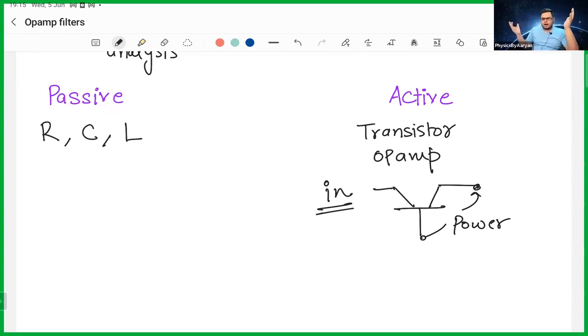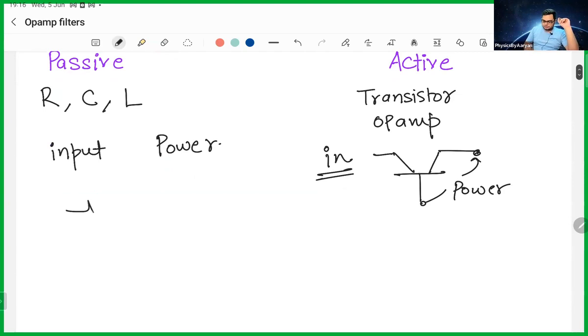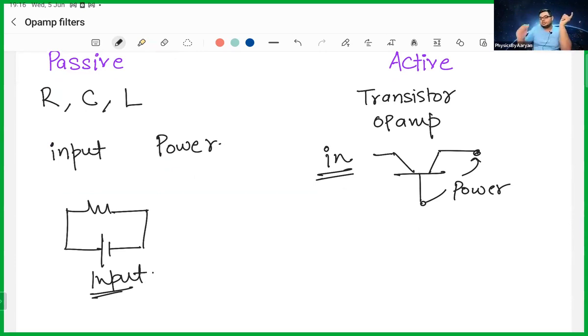Now don't confuse it. Without power, there is a difference between input and power. What is the difference? For example, let's say I have a resistor and I apply it to the battery. So this is my input. This is not my power. If I apply my input, my resistor will work. I don't need any external power to use it.